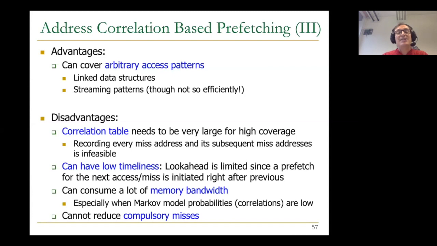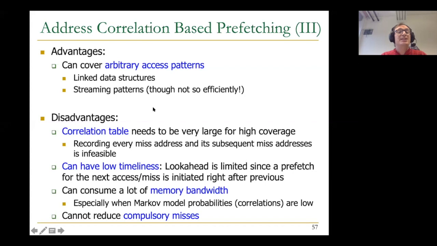And one last disadvantage of this is clear: even though it's a prefetcher, it cannot reduce compulsory misses. You have to see the access pattern once to be able to prefetch what comes after. So you have to see A, B at least once so that you can say, next time I see A, I'm going to prefetch B. Because before seeing that, you don't have anything in your correlation table. Right. So you cannot, as a result, reduce compulsory misses.